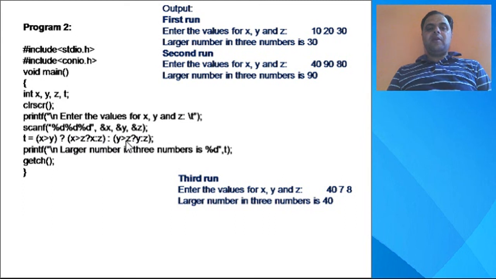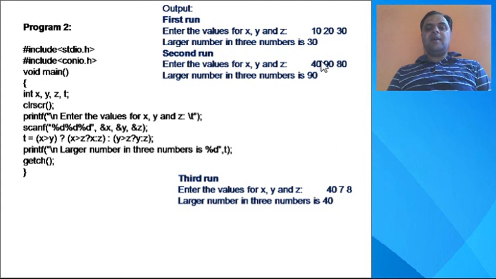So now I have to check 20 and 30. So 20 is greater than 30. No, this is false. So z will be the result of the overall expression. So z is 30. So z will be assigned to t and the value of z is 30. So the larger number in three numbers is 30.